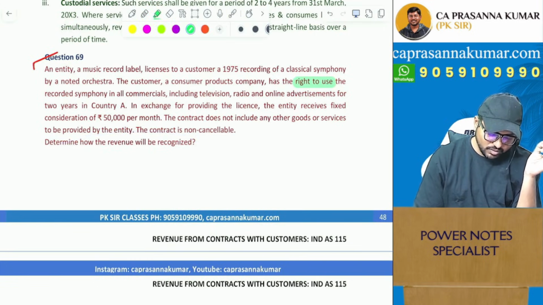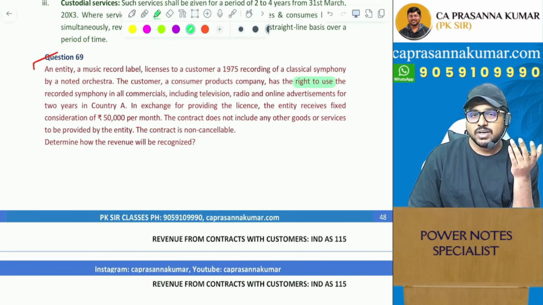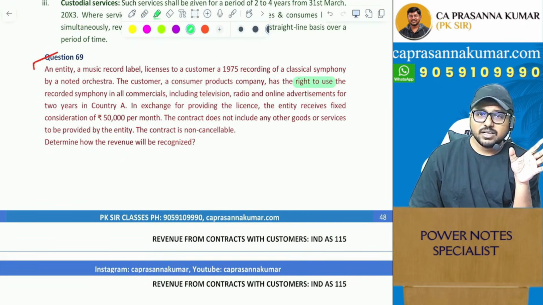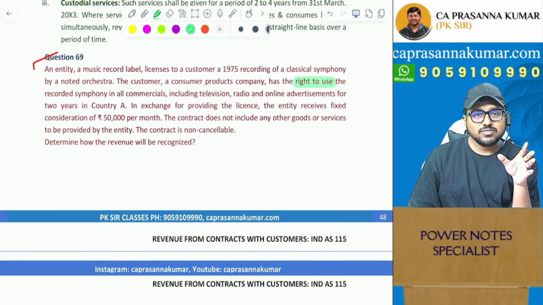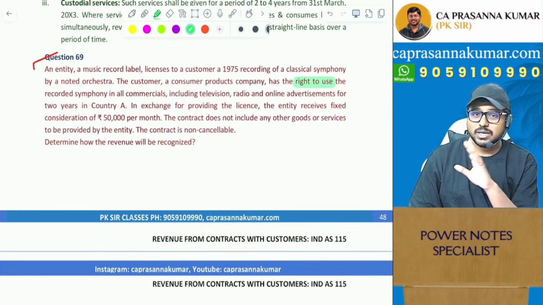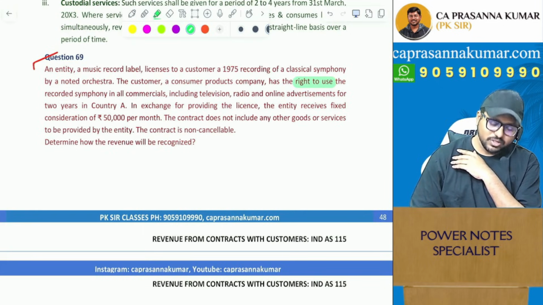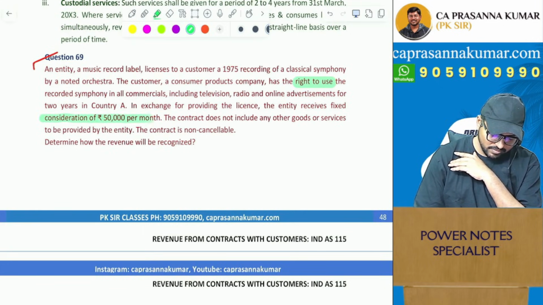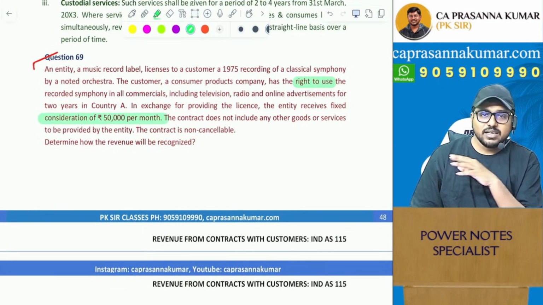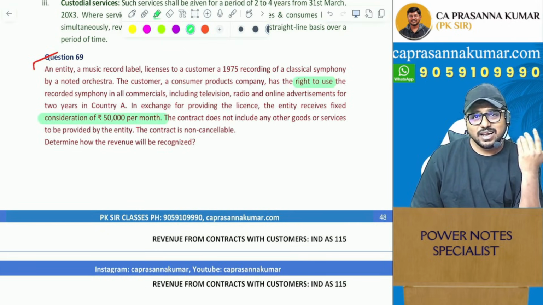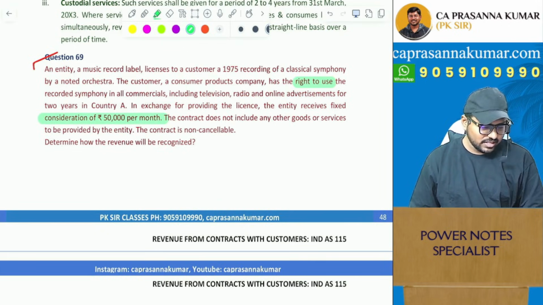Actually, it's a very easy question. The moment you see right to use, you know that transfer of control happened at the beginning itself. Therefore, the PO is satisfied at the beginning itself, and you have to recognize the revenue at the beginning itself. But he's going to pay you 50,000 per month, so this will create some problem. Let's say 10 lakhs is paid at the beginning itself. 10 lakhs revenue will be recognized at the beginning itself, isn't it? You understand the point?